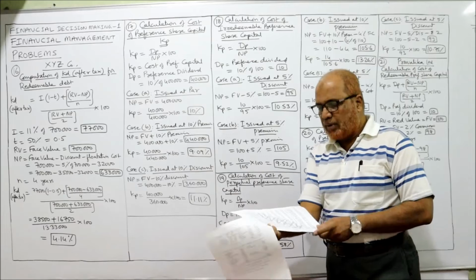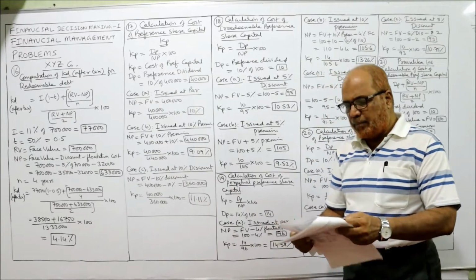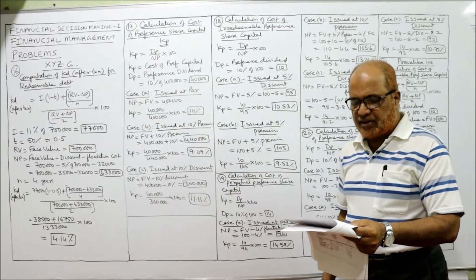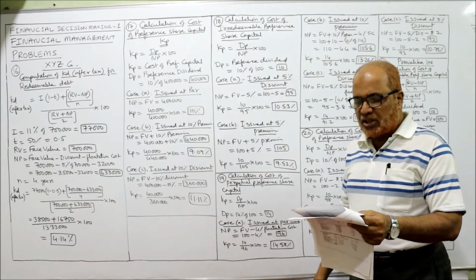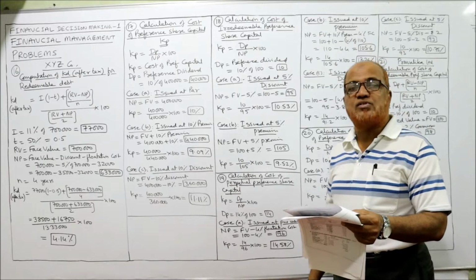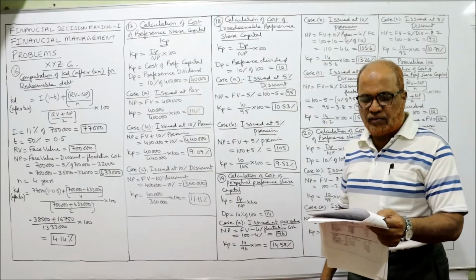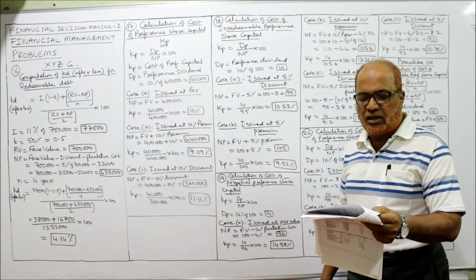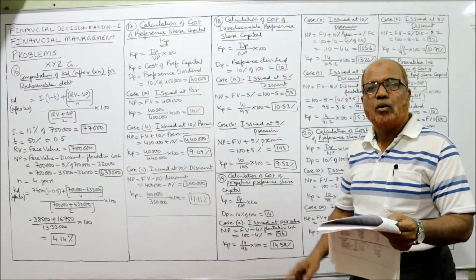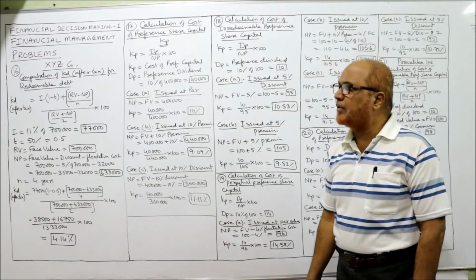Problem number 18, you see. ABC Limited issues 10% irredeemable preference shares, specifically given irredeemable preference share, the nominal value of which is 100 rupees, face value. You are required to calculate the cost of preference share capital in each of the following cases. Two cases are given: issued at 5% discount and issued at 5% premium. Only two situations we have to compute the cost of preference.